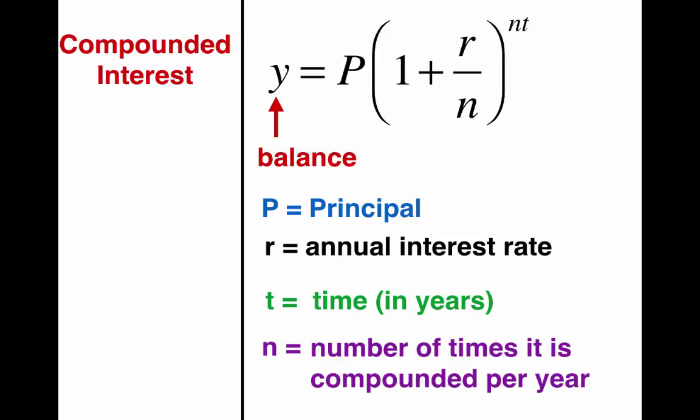So it's kind of like a snowball effect where you push the snowball down the hill. Have you ever seen that in cartoons? You push a little snowball down the hill and it starts growing and growing and getting bigger and bigger. That's kind of what compounded interest does. Let me show you a problem.